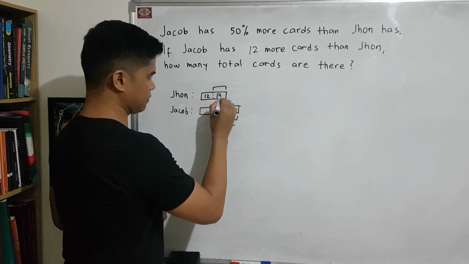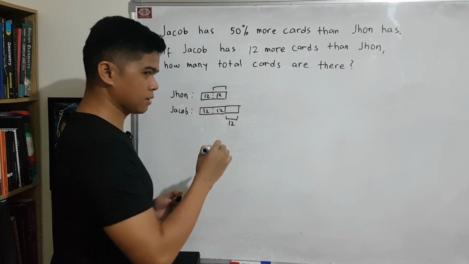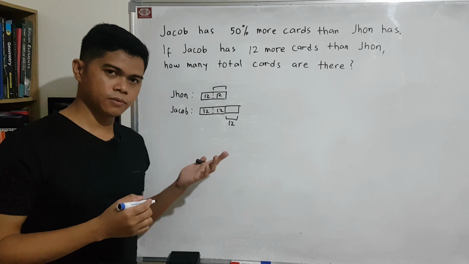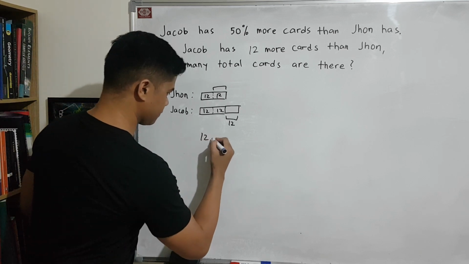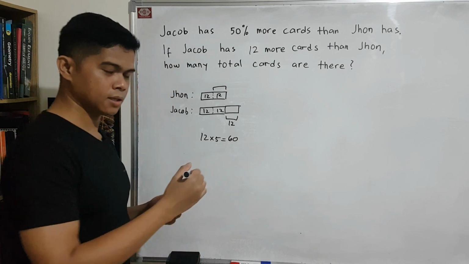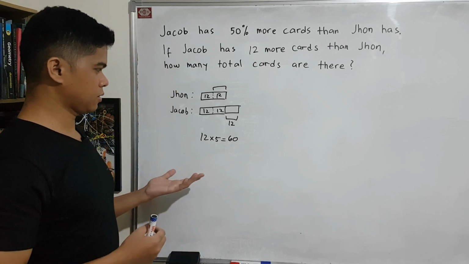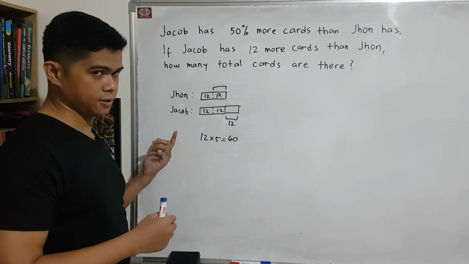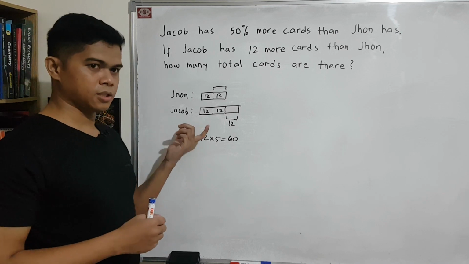This one is 12, 12, 12, 12. That means the number of cards will be just 12 times 5, which gives us 60. And that's it for this question. We have 60 total cards by finding how many parts there are.